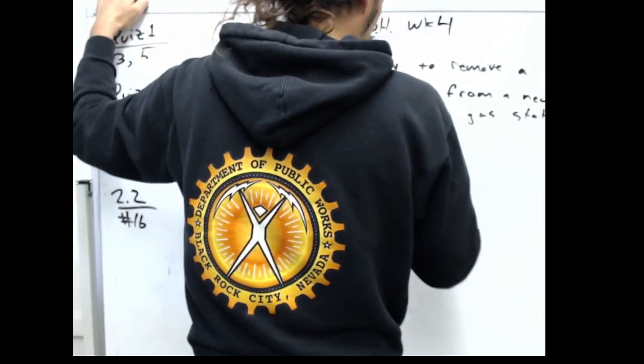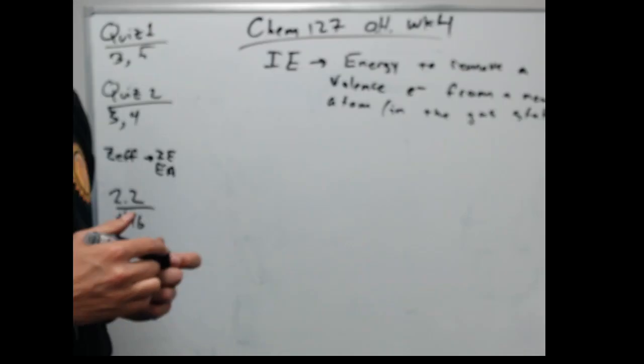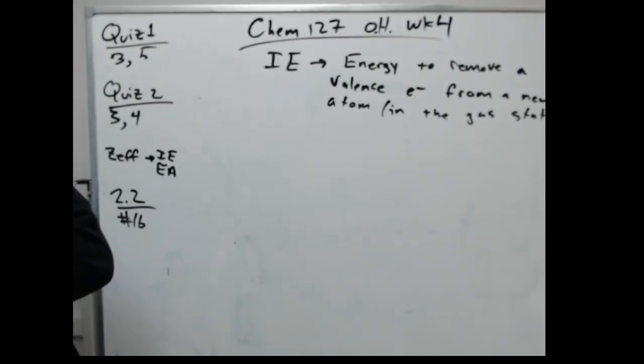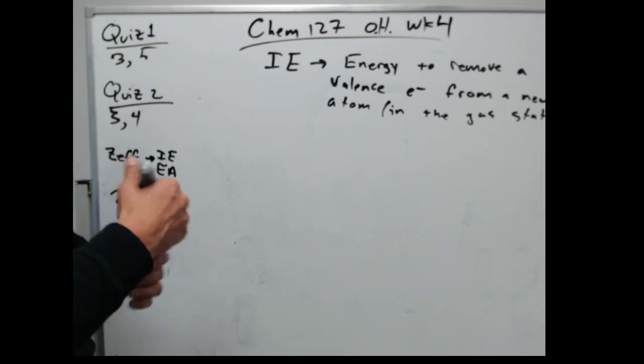The part about being in the gas state is important because that means we're not going to have to worry about any other energetic interactions of that atom with other atoms. So it's really just that atom sitting by itself: how much energy does it take to knock away an electron?